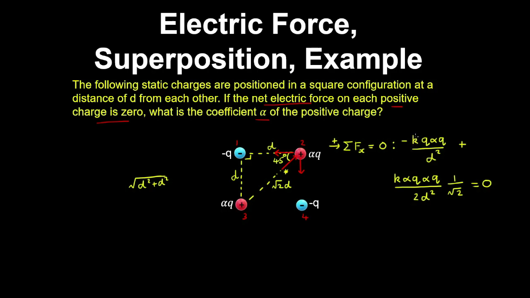So now if we do some cancellations, we have Coulomb's constant cancels, d squared cancels, the charge q cancels, and one of the alphas cancels. So what we have is minus 1 plus alpha on 2 root 2, which is equal to 0. So therefore the coefficient alpha is 2 root 2. And remember, by quantum mechanics, charge is quantized. So the magnitude of any charge is a product of the elementary charge, being the magnitude of charge of a single proton or electron.